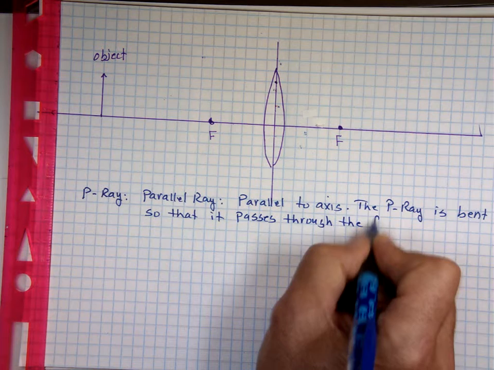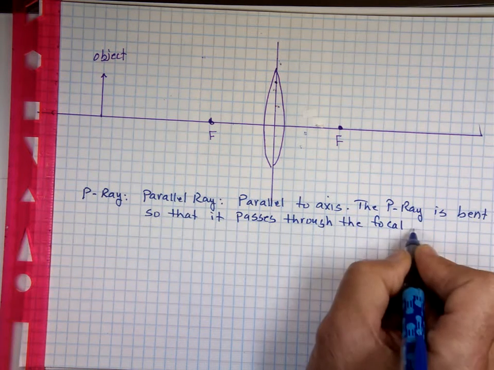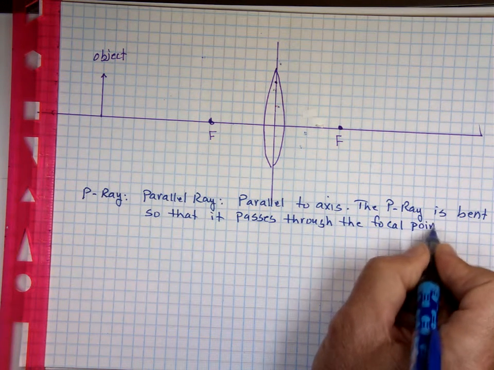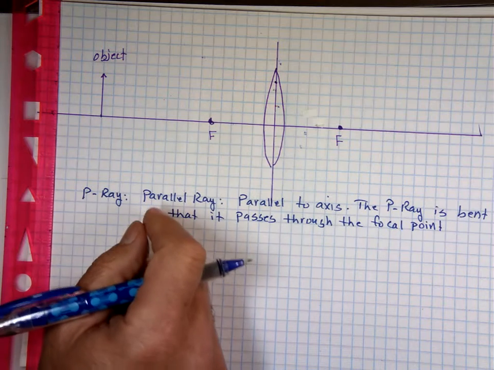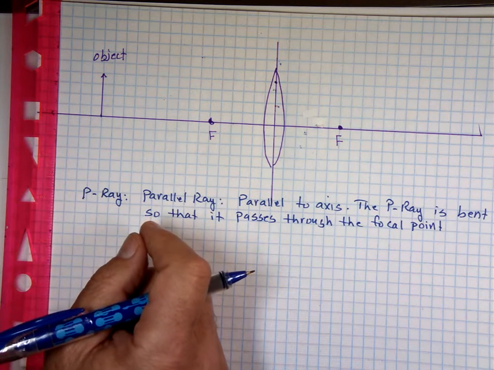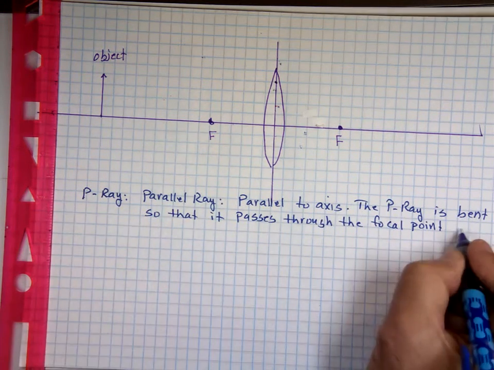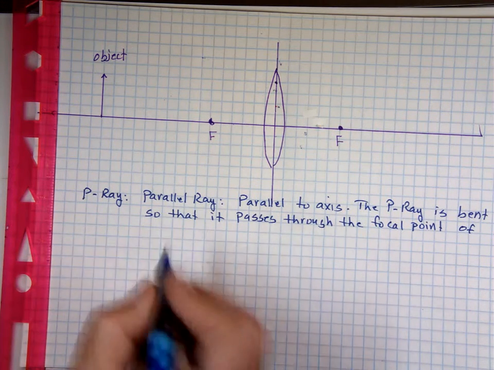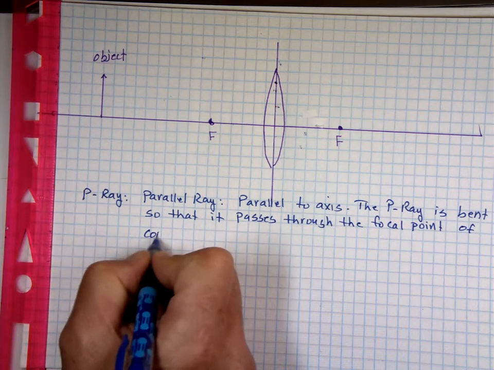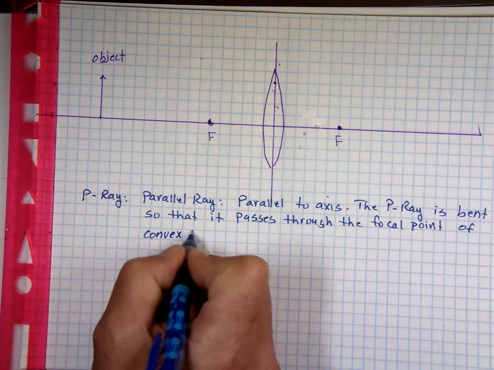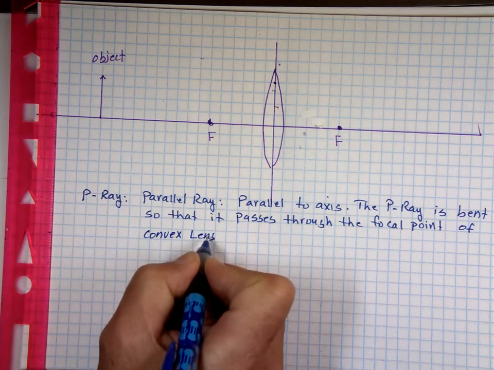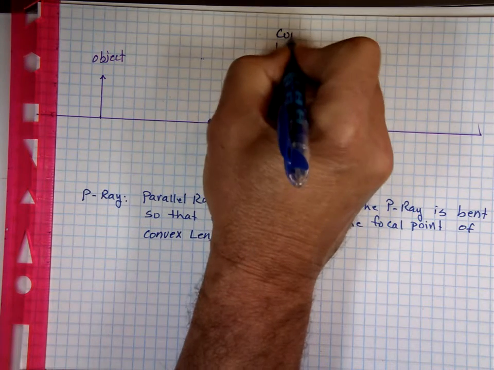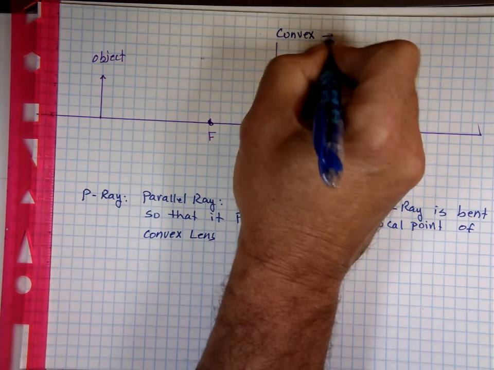The focal point will only pass through the focal point that's of a converging lens. Sometimes they call the converging lenses the convex lens. This is a convex lens, which means converging.